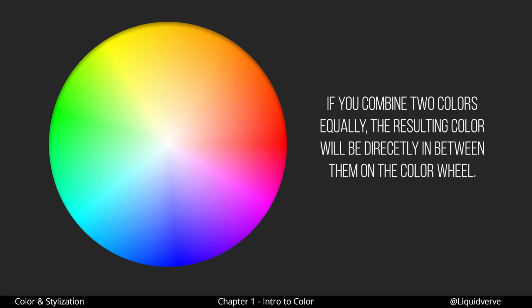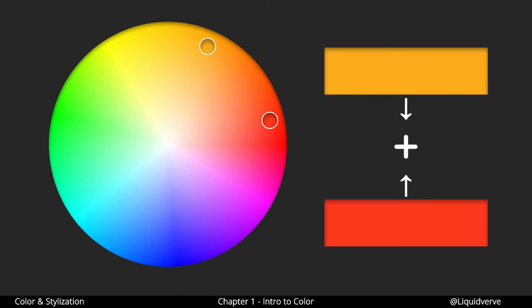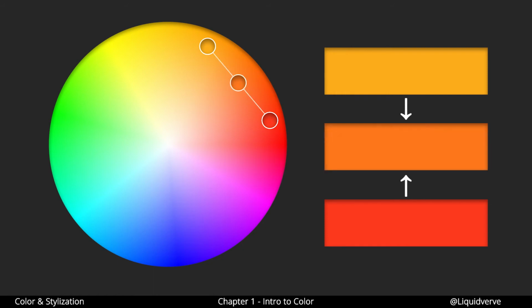If you combine two colors equally, the result will be directly in the middle. So it works kind of like mixing paint in a bucket. Let's take a look at a couple of examples. If we take this red and yellow and we combine them equally, the result will be right between the two. So orange. And if we start with red and only add a tiny bit of yellow, we'll still move towards orange, just not as far.